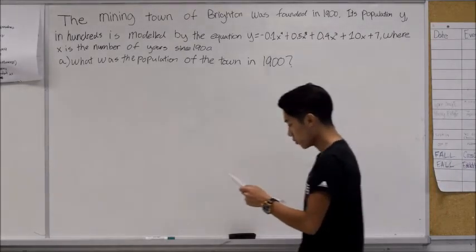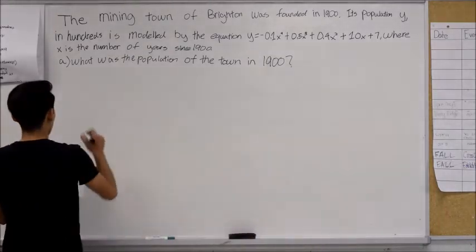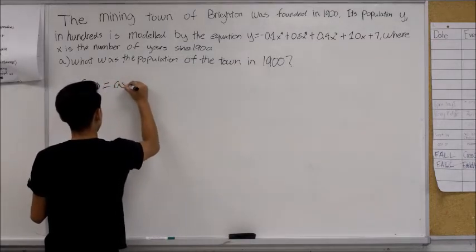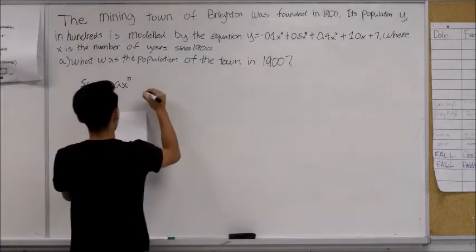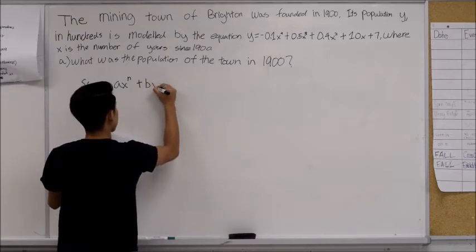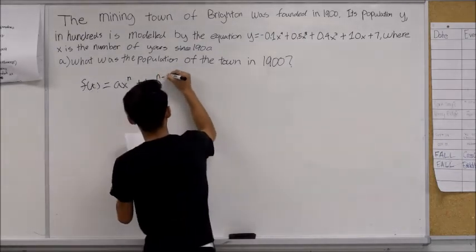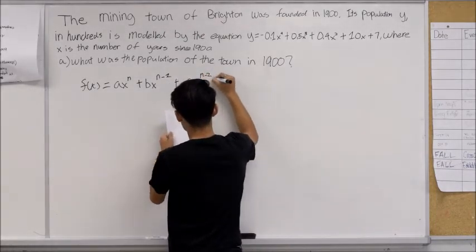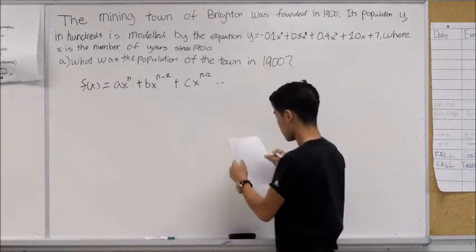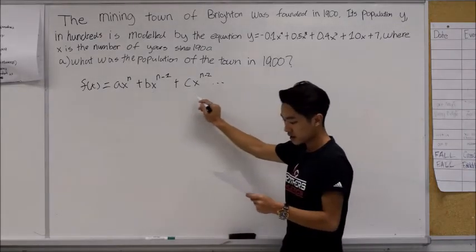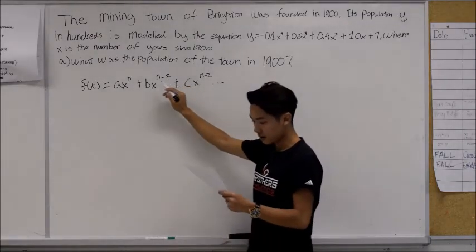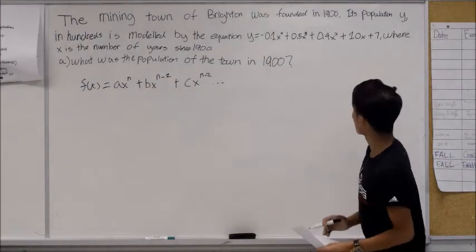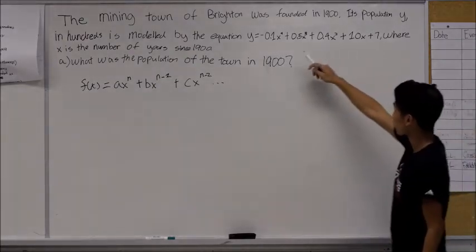A polynomial function is a function in the form of f of x equals a x to the power of n plus b x to the power of n minus 1 plus c x to the power of n minus 2, and so on, where a, b, and c are real numbers and n is a whole number. Okay? So let's look at our equation right now. This is a fourth degree function.